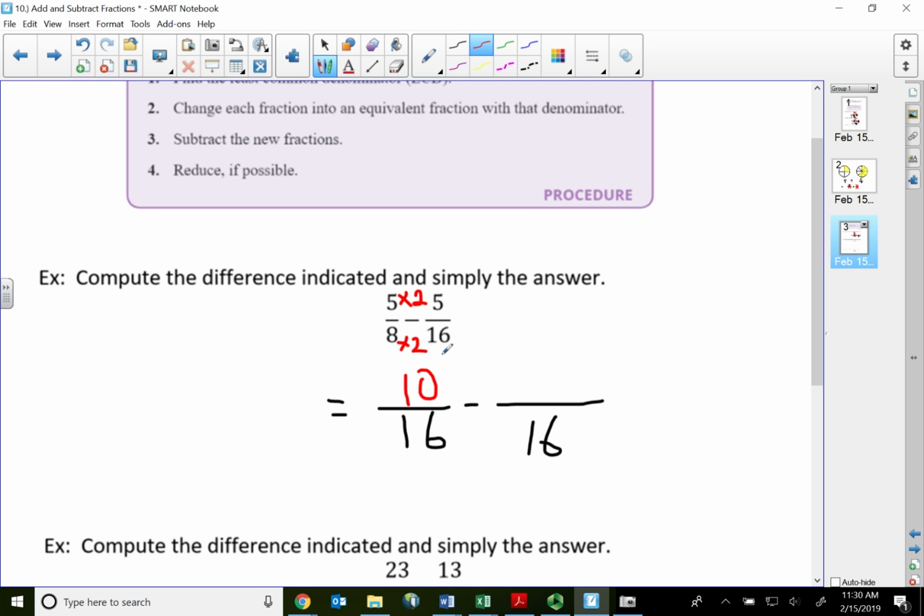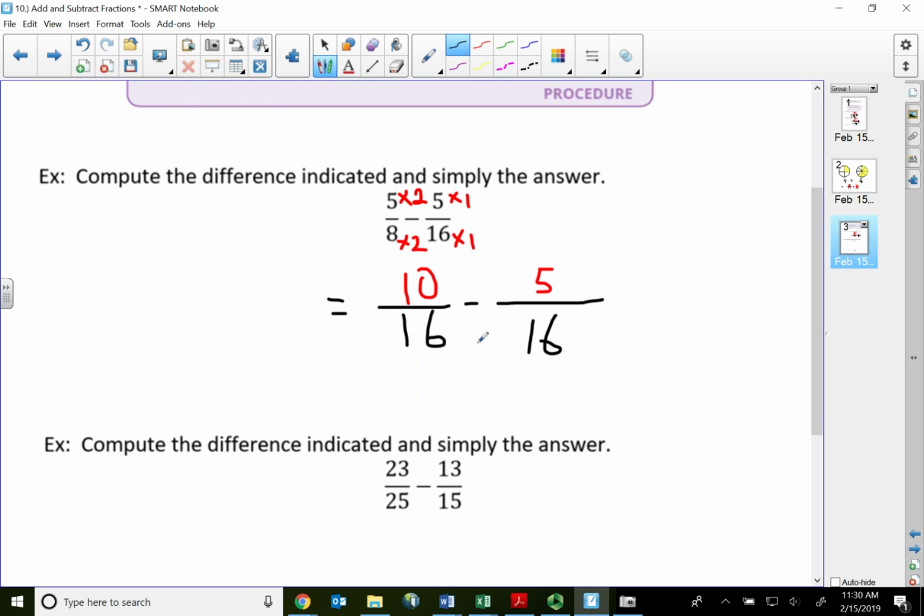All right. Old denominator 16 to become a new LCD 16 will only go into itself 1 time. So my numerator and denominator only get multiplied by 1, which is still going to be 5 over 16. So now, once I find the equivalent fraction, then I can subtract my numerators, 10 minus 5. My answer, 5 over 16.